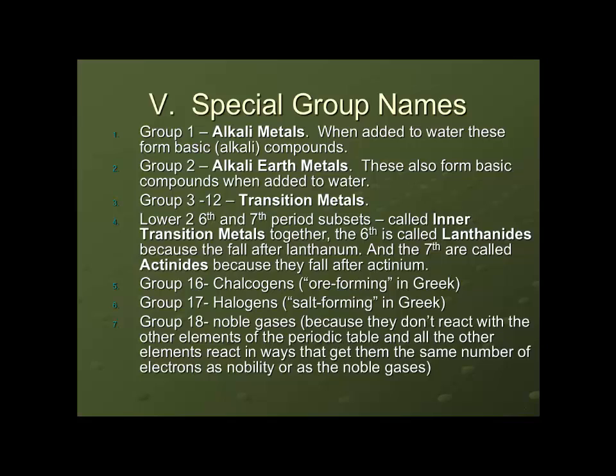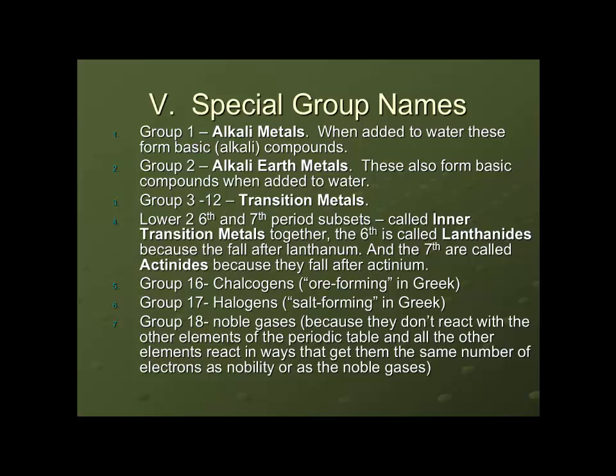Group 16 are the chalcogens. That means ore forming in Greek. Group 17 are the halogens, which means salt forming. And you'll actually be familiar with some of the salts, like sodium chloride. You'll find chlorine in group 17.